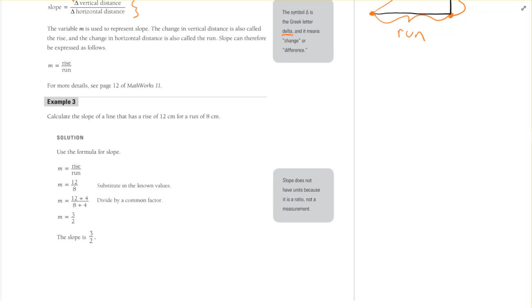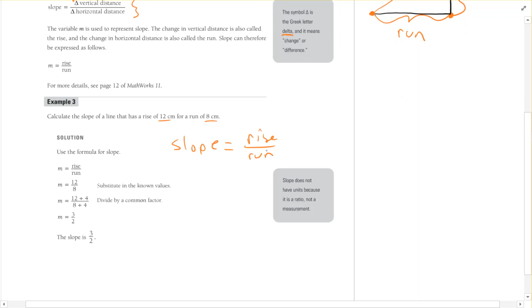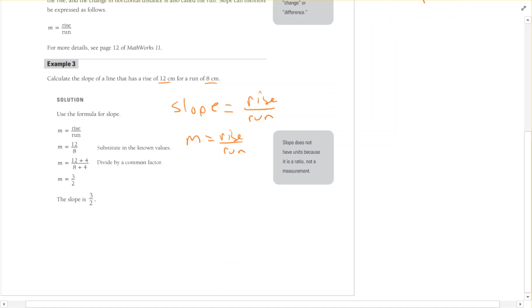So this first example says calculate the slope of a line that has a rise of 12 and a run of 8. So rise over run. So slope is equal to rise over run. Or another way of writing slope, they just got lazy and said, let's figure out the symbol for this. It's going to be m is equal to rise over run. All right, so now we just got to plug our numbers in.